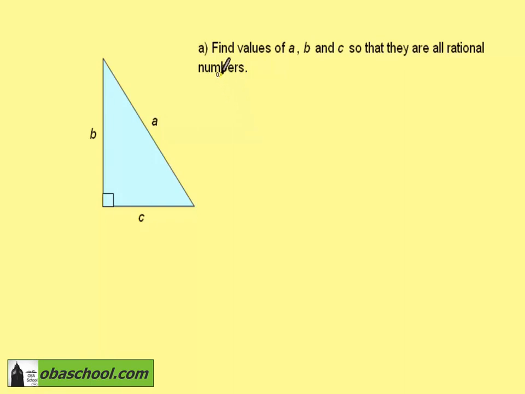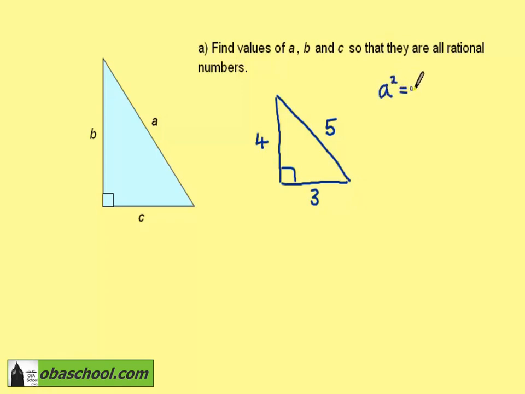We're given a right-angled triangle and asked to find values of a, b and c so that they are all rational numbers. Consider a right-angled triangle. We should actually know that 3, 4, 5 is a right-angled triangle.